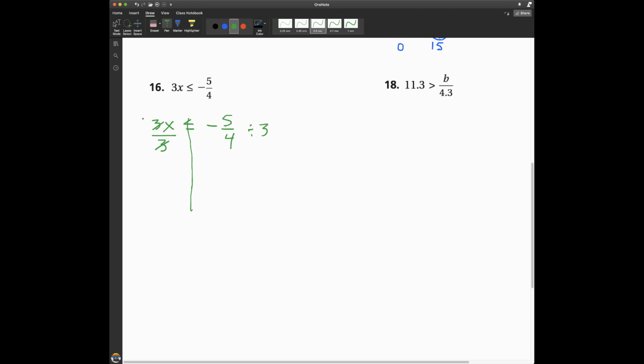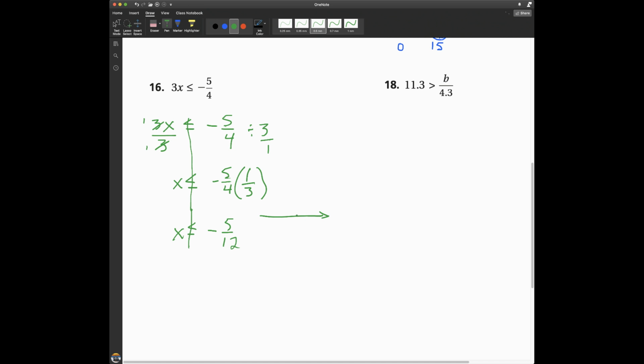So let's divide numerator and denominator by 3. This gives me x by itself. I'm dividing by a positive number, so the sign stays the same. And then on this side, I have a fraction divided by a whole number, so I do keep, change, flip. So really, I am multiplying by 1/3. There's keep, change the sign to multiplication, and flip. And then x will be less than or equal to, a negative times positive is negative 5/12.